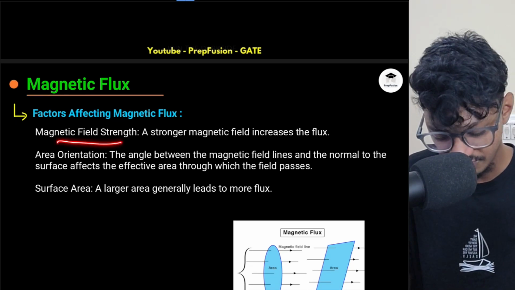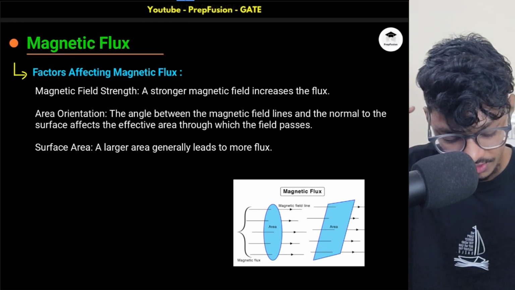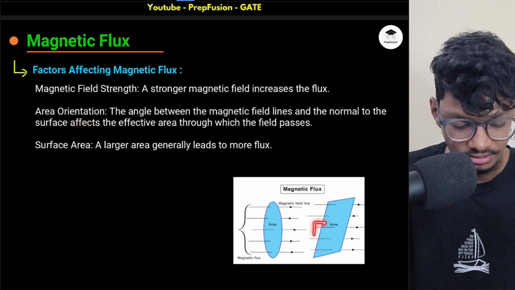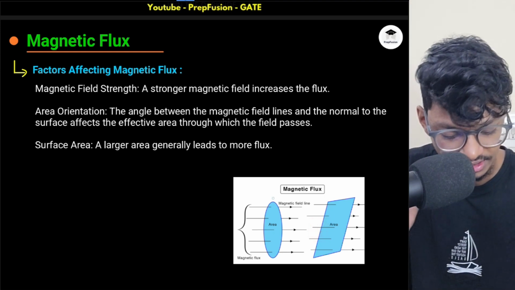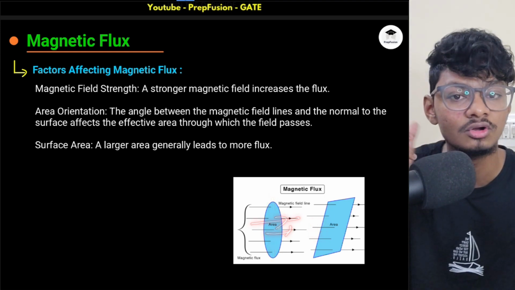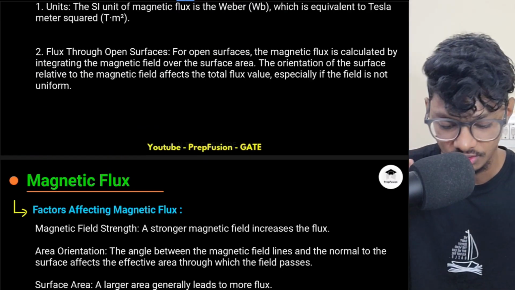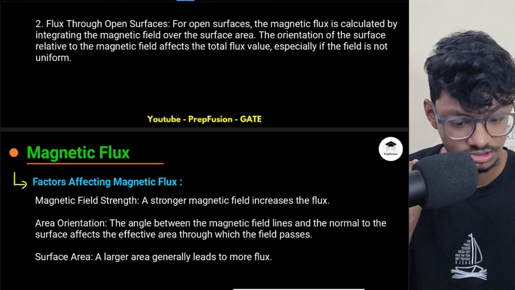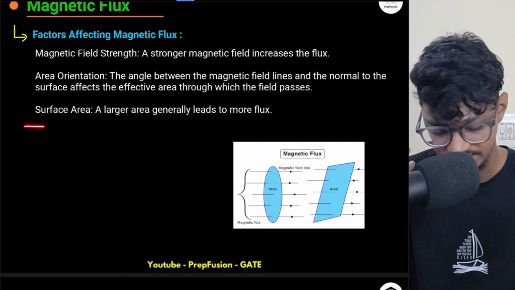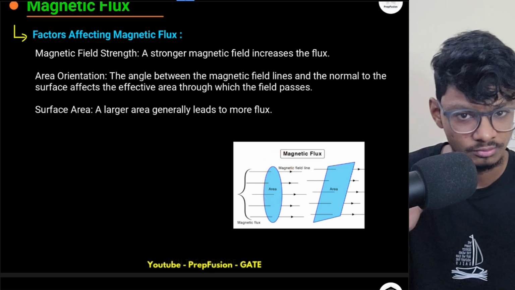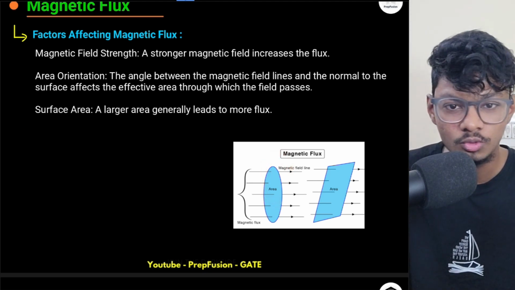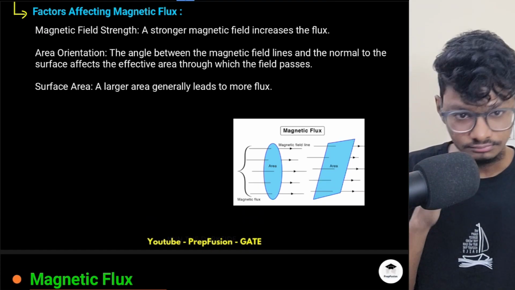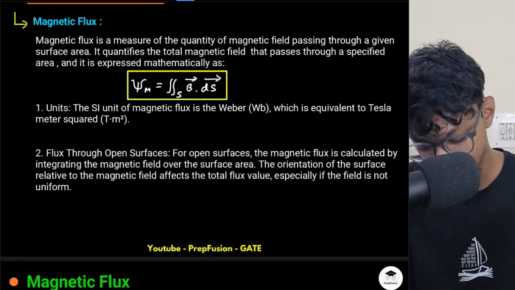Okay, so what are the factors affecting magnetic flux? Same as electric flux. Magnetic field strength: obviously the higher the magnetic field, the more field lines, the more flux I will get. Area orientation: if the area is at an angle theta, then I will get less flux. If the area is perpendicular, then the area vector and the magnetic field lines will be parallel, so I'll get more flux, because here I have B dS cos theta. As theta goes up, cos theta goes down, so that's why theta needs to be less. And the surface area: if the surface area itself is larger, I'll get more flux. These three things are general, so I am not going too much in depth here because we have already studied electric flux and it is the same thing. But just remember this, it is the same as electric flux.